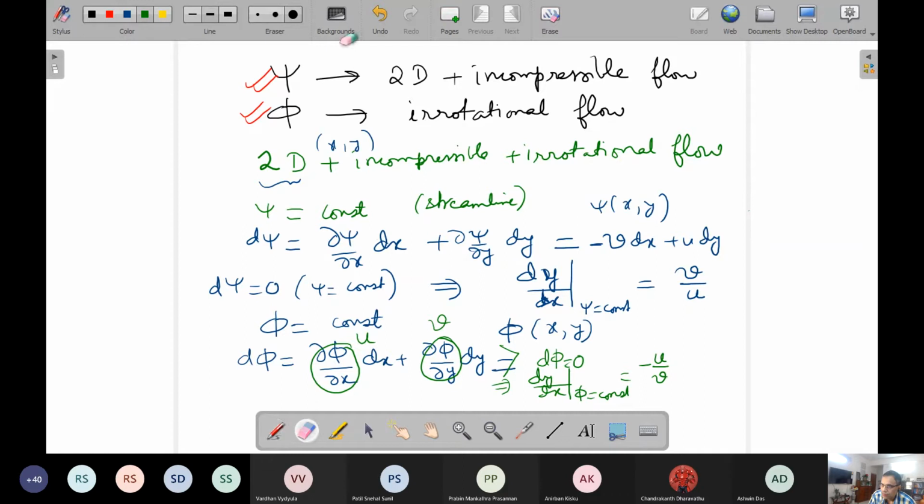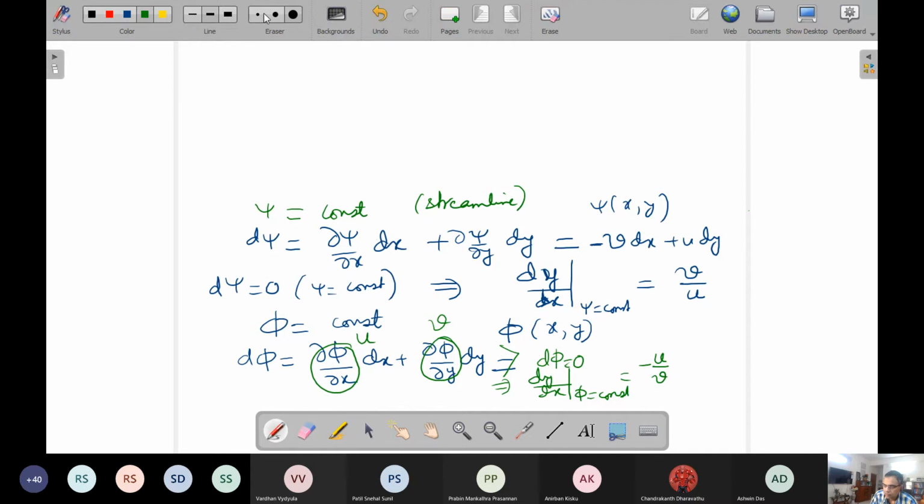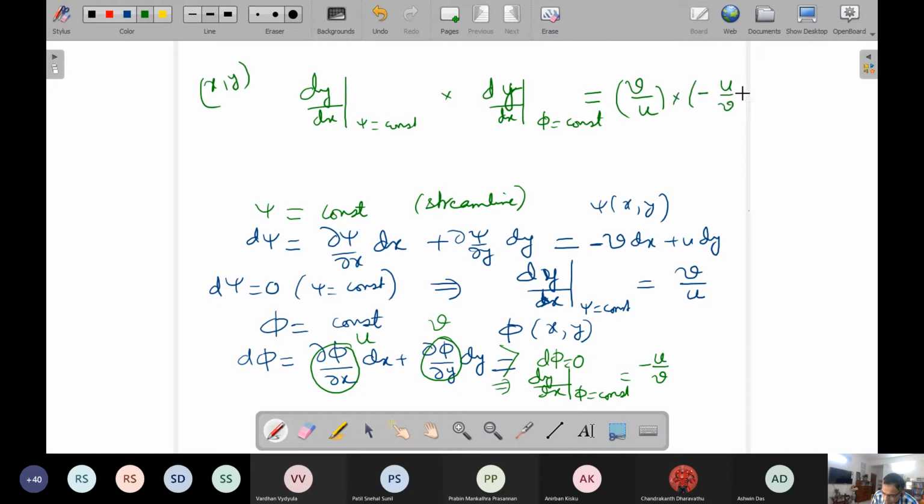So when you have that, dy/dx for psi equal to constant and dy/dx for phi equal to constant, let us just multiply these two at the common point, obviously at the same point x comma y. So the same u, v will be there. So this is v by u into minus u by v. And the general temptation will be to straight away cancel v and cancel u and get minus 1. But we have to see whether this general temptation of cancelling works or not.